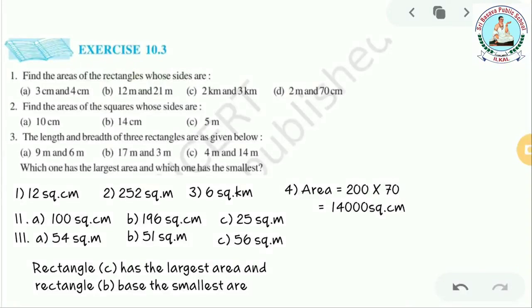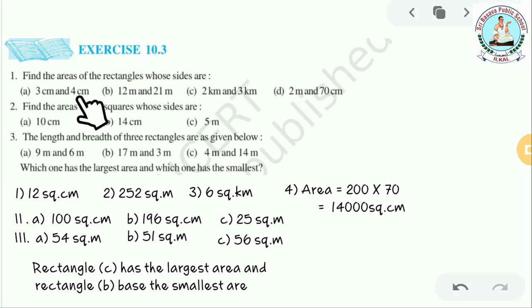Well students, let us solve exercise 10.3. Your first main is: find the areas of the rectangles whose sides are given. This is the measurement of the first side, that is 3 centimeter, and this is the measurement of the second side, that is 4 centimeter. And to find the area of any rectangle we need measurements of two sides.